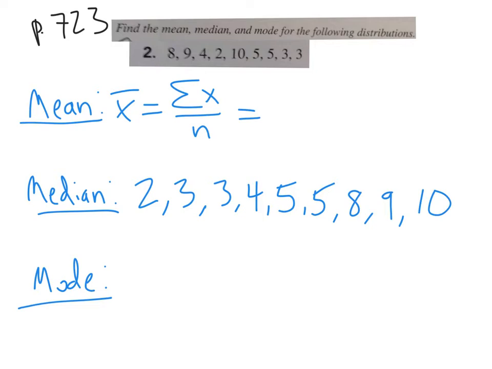49, and then when you divide it by how many values there happen to be, 9 values in this data set, so you divide it by 9. And then throw this in your calculator. We'll go and round it to 1 decimal place.